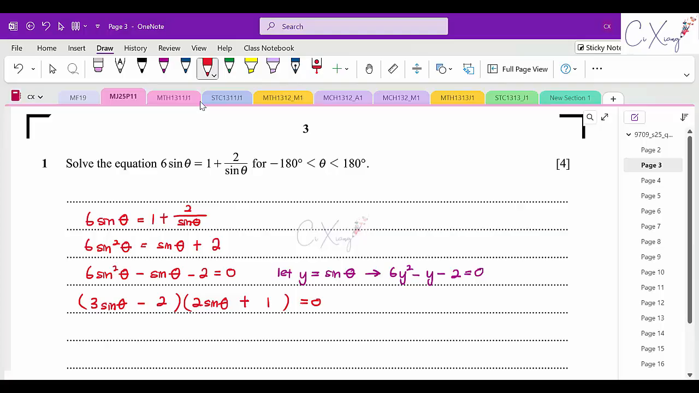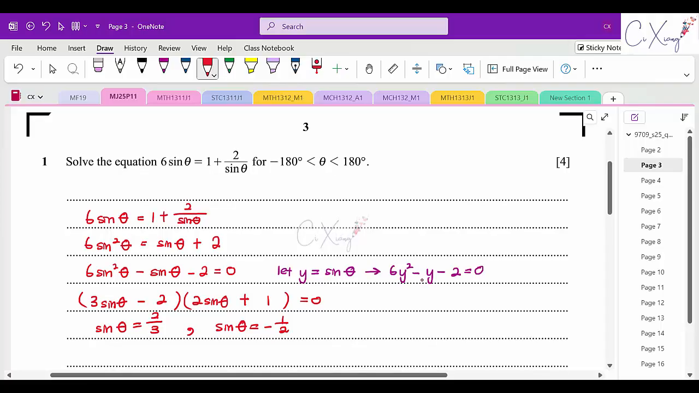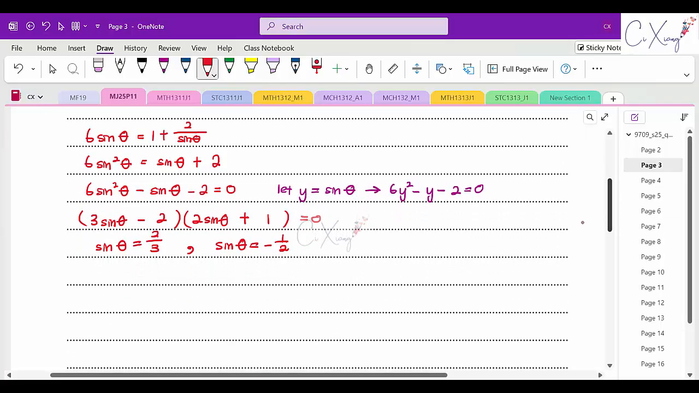Alright. Then I try to solve it. For these 2 brackets here, I'm having sine theta equals 2 over 3, and also sine theta equals negative half. Alright, then after that, we try to solve it by using the quadrant concept. For this one, I'm not going to show you the solution in terms of y, because basically they are the same, just that you change the sine theta to y so that you see the quadratic form clearer.